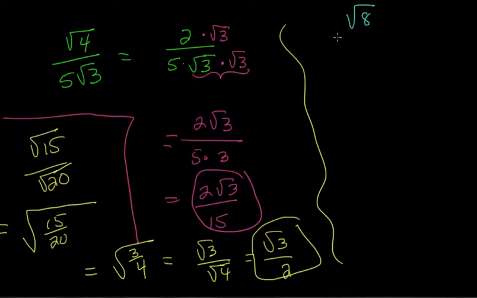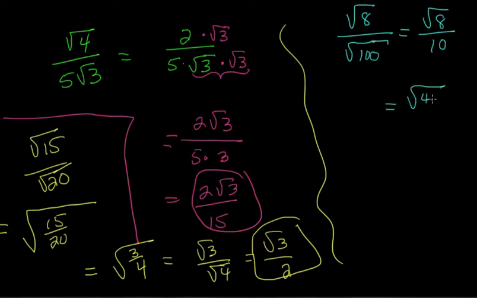Square root of 8 over the square root of 100. Alright, this one's a perfect square. This one's pretty handy. So I'm just going to say right off the bat that is equal to the square root of 8 over 10, because the square root of 100 is 10. And then I'm going to fool around and see if I can simplify this square root of 8, and that one will, because it is the square root of 4 times 2 over 10.